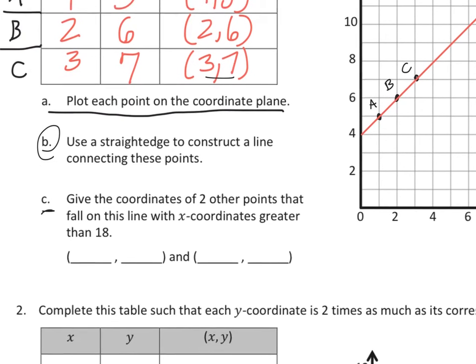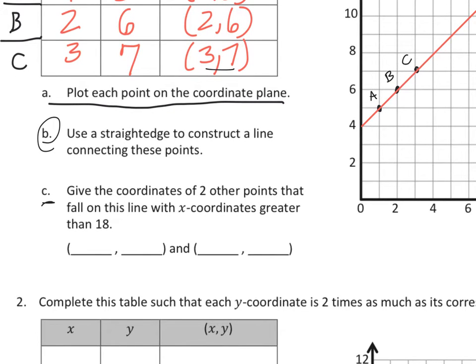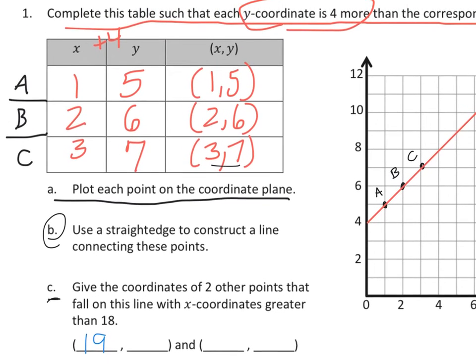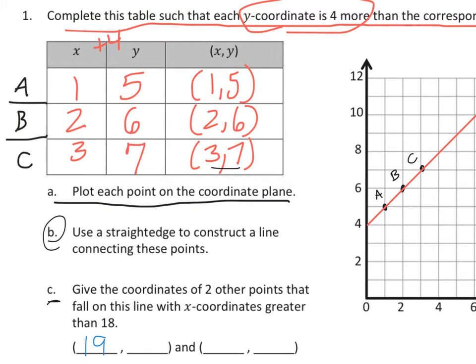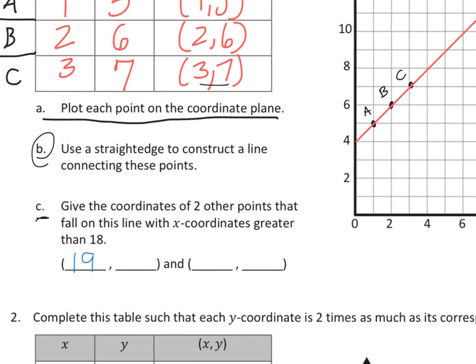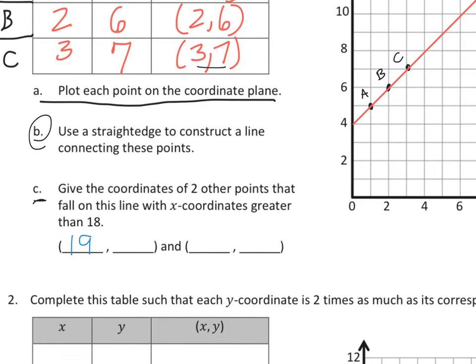And now what I need to do is give coordinates of 2 other points that fall on this line with x coordinates greater than 18. So I'll pick 19 as my x, and I know that my rule was 4 more. So y has to be 4 more. So what I'll do is I'm just going to add 4 to this. So 19 plus 4 is 23.